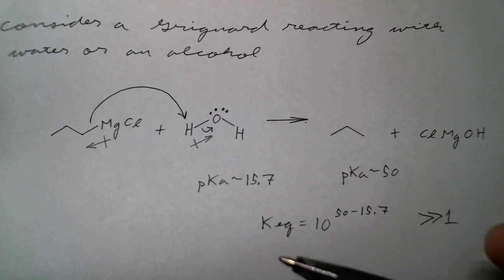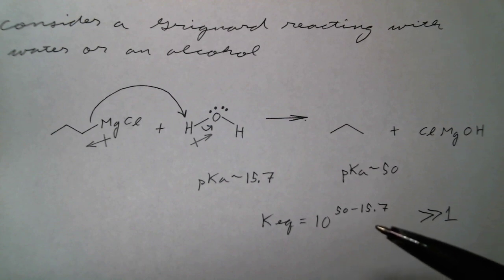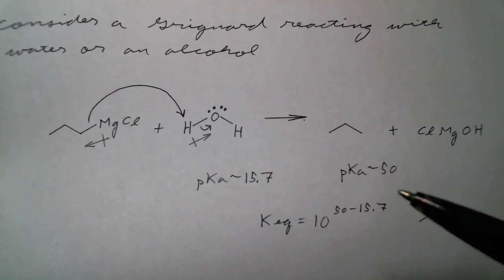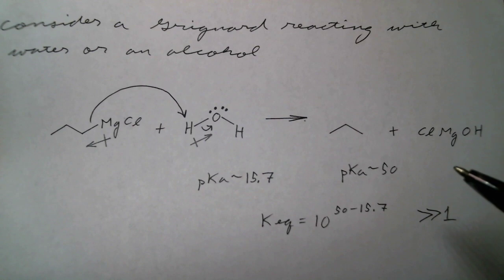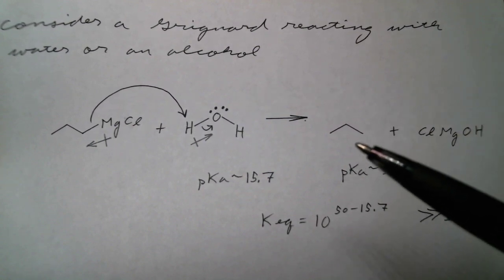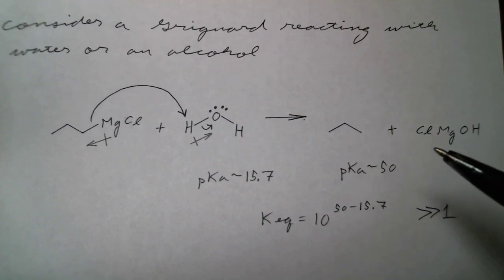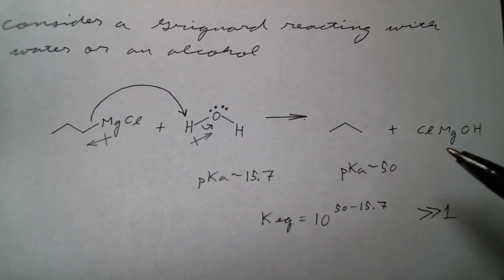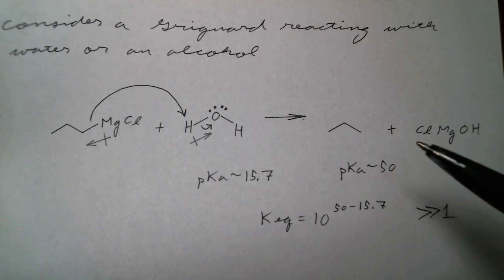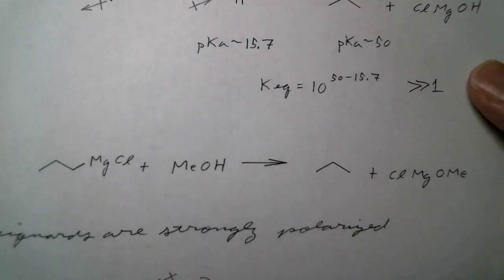And so if you were to calculate a Keq for this, it would be 10 to the 50 minus 15.7, which is much, much greater than 1. We push all the way over to the right side. We liberate propane gas. As long as we're doing this slowly, it doesn't catch on fire. And then we have magnesium salts. So in this case, magnesium chloride hydroxide salt as an inorganic byproduct.